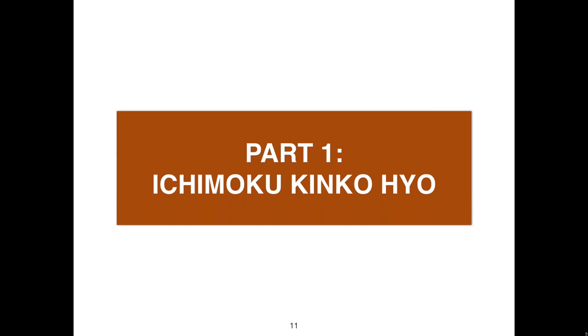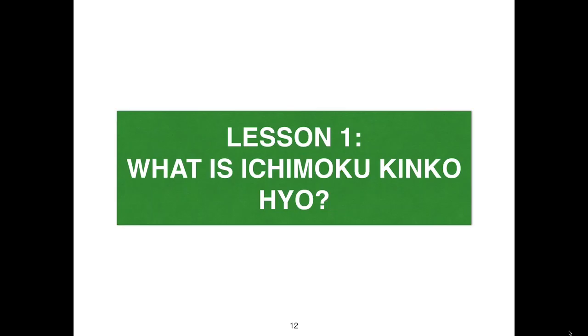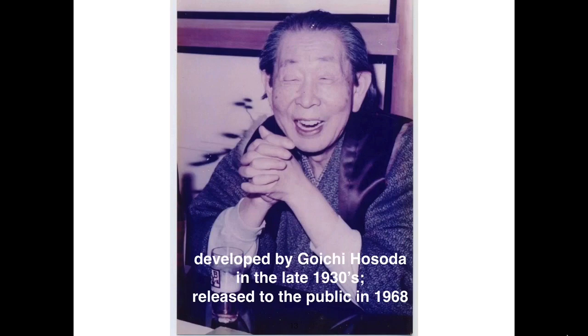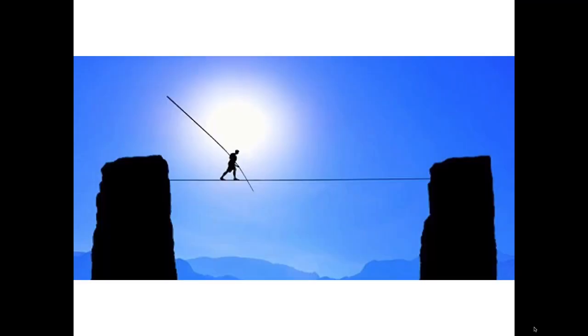All right, so let's talk about Ichimoku Hyo. What is Ichimoku Hyo? Ichimoku is a trading system that was developed by a Japanese journalist named Goichi Hosoda. He spent 30 years perfecting the system and then released it to the public in 1968. He believed that the market action is a reflection of dynamic human behavior. This human behavior is based on the human being's tendency to move away and towards equilibrium in their lives.